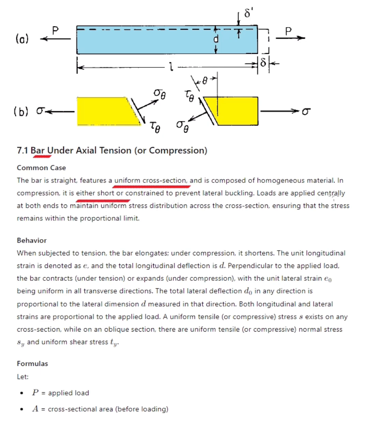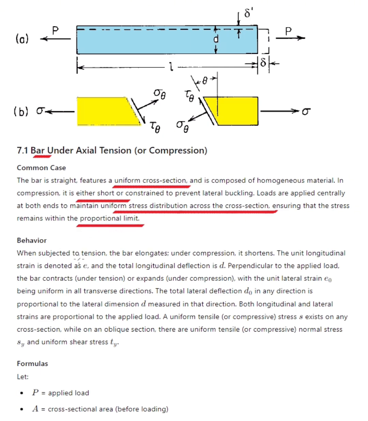Loads are applied centrally at both ends. Here you can see centrally we are applying at both ends to maintain uniform stress distribution across the cross section, ensuring that the stress remains within the proportional limit.